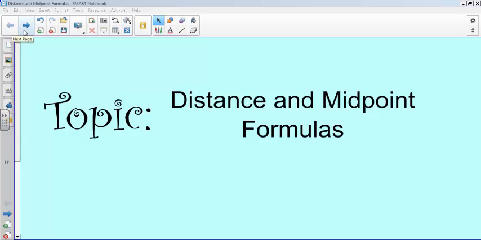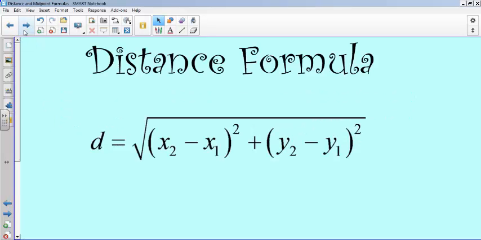Our topic today is going to be the distance and midpoint formulas. These are two formulas that you will be required to know in geometry. The first one that we're going to start off with is the distance formula.